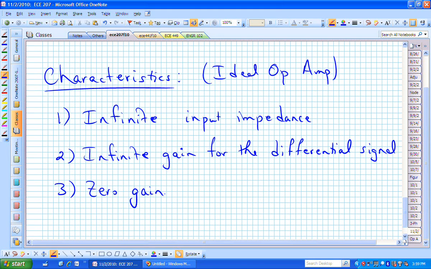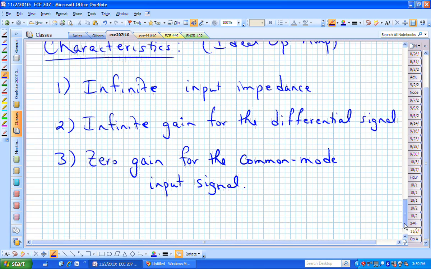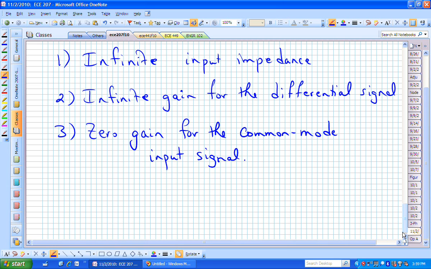This is the ideal op amp and its characteristics. We also have zero gain for the common mode input signal. That may not mean anything to you, but think of V1 and V2 both having the same signal as their nominal signal, and then maybe they have some interesting behavior added on to that nominal signal.